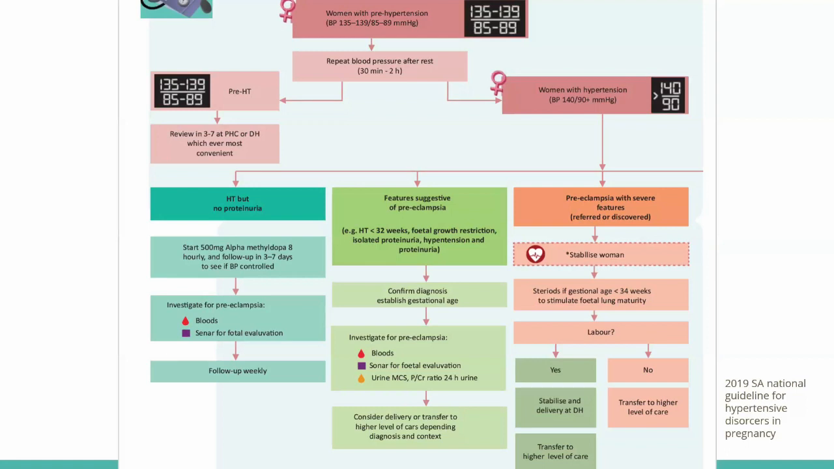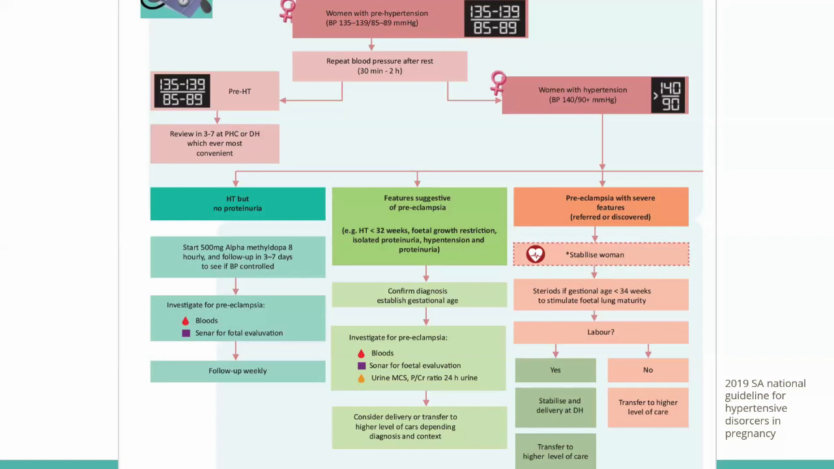Then they can come in with features suggestive of preeclampsia, symptoms that I've mentioned earlier, as well as proteinuria. It's important to confirm the diagnosis as well as establish how bad the organ dysfunction is, so in terms of bloods and sonar as well. And then refer them up to a good ANC, or even, if necessary, involve obstetrics when we do see them, especially in terms of planning the delivery, especially an earlier delivery.